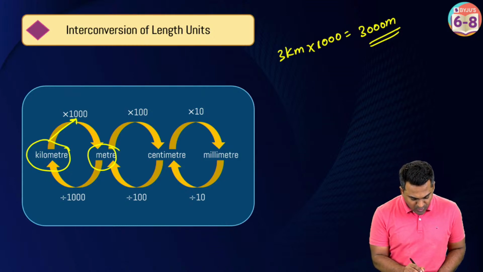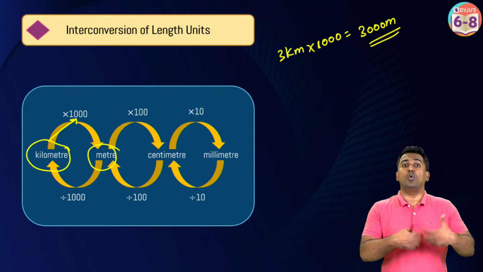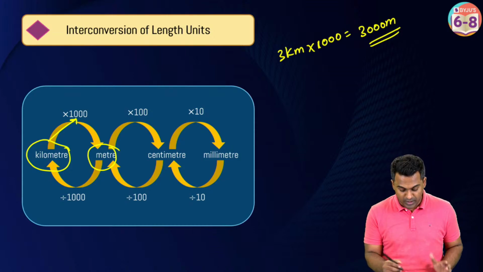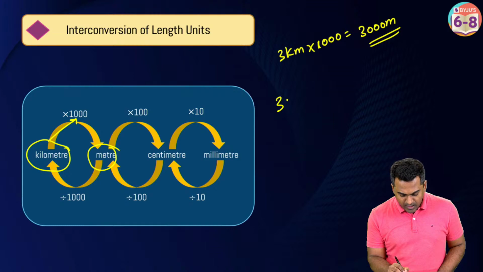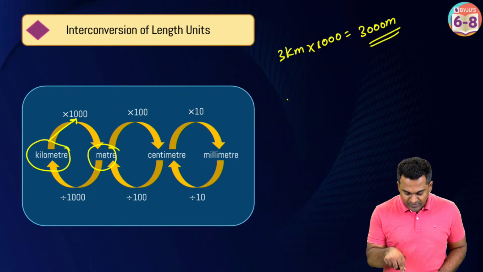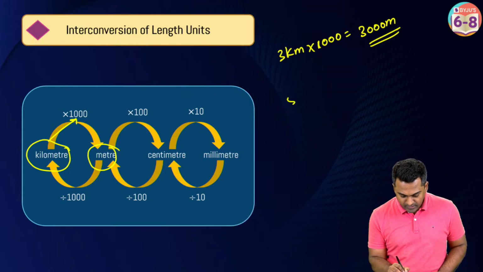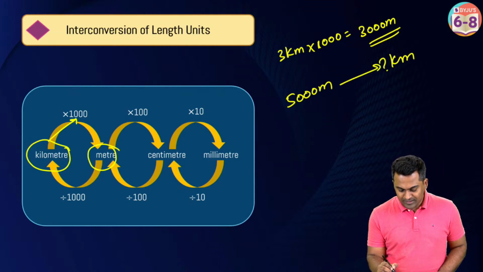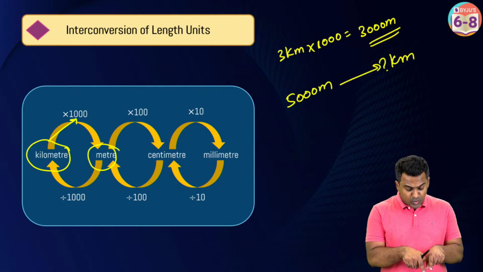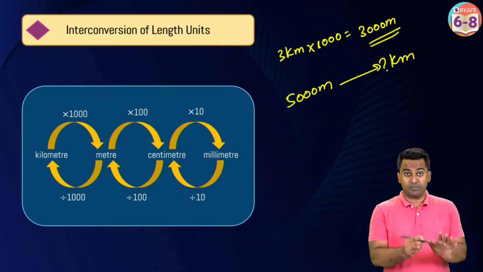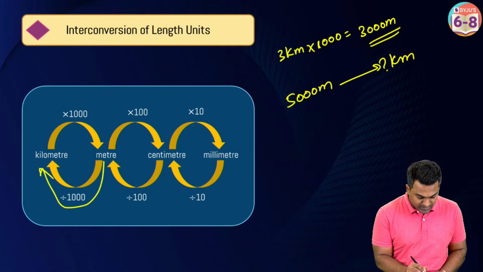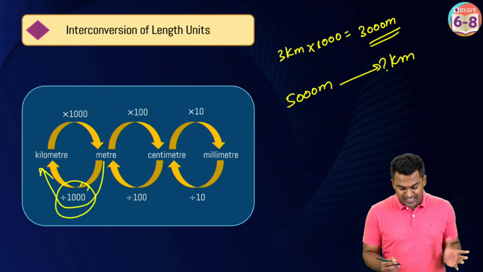Right? Now let's suppose you are converting meters to kilometers. Do the opposite. Divide by 1000. Let's take this 5000 meters. All right, 5000 meters. I am asking you, this is how many kilometers? Then use this graphic. Okay, yes, I know that meters to kilometers, I will have to divide it by 1000. So divide it.